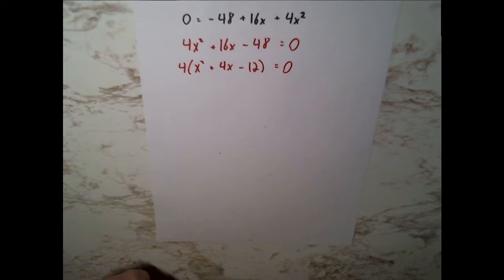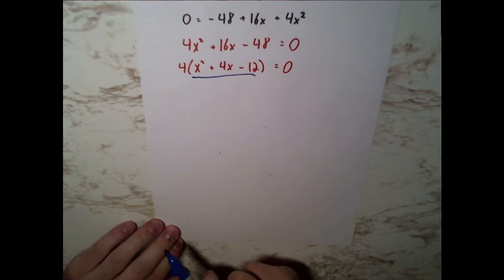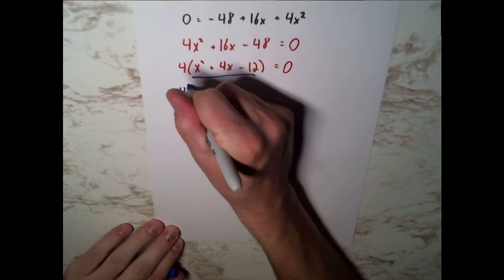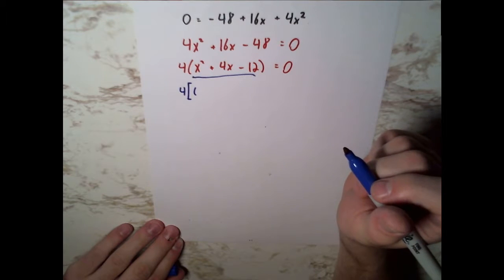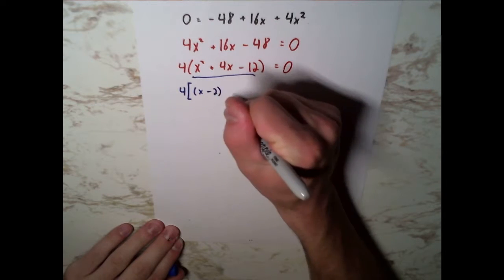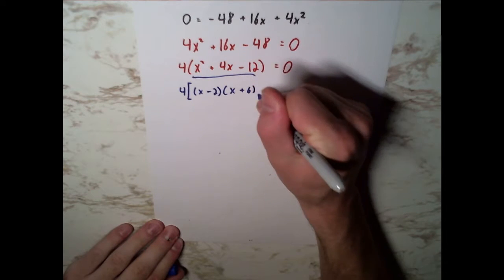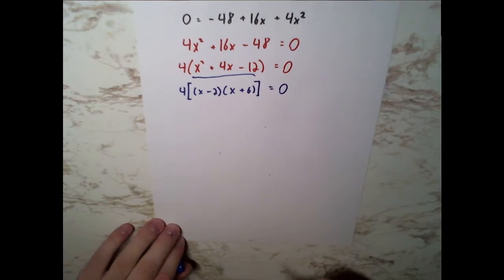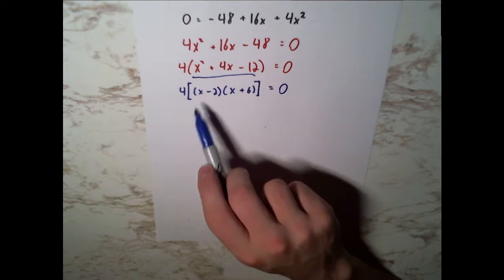And now we want to factor this in here. So it looks like I need something that's going to multiply to negative 12 and add to positive 4. So I think that that's going to be positive 6 and negative 2. So we have x minus 2 times x plus 6. So this is what we're left with here. So I just took this quadratic in here and factored it down.